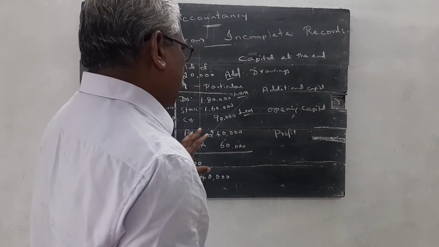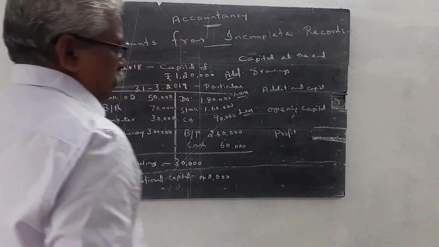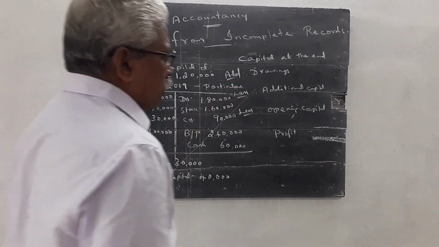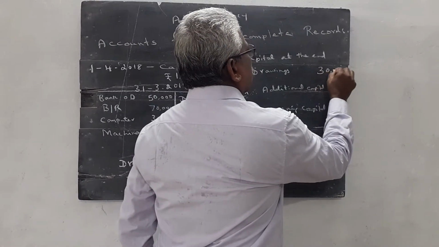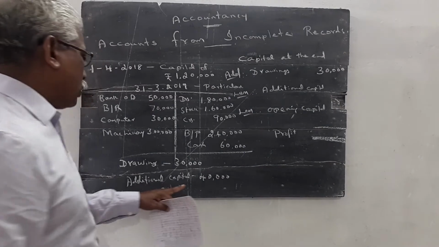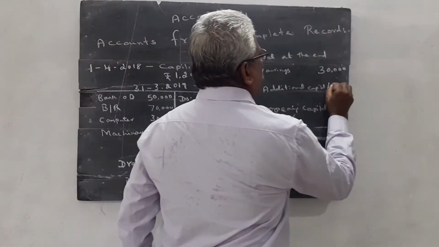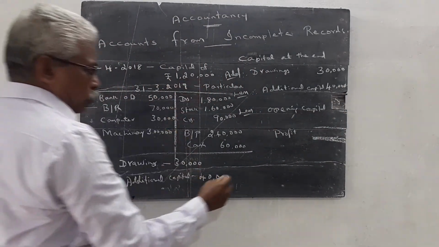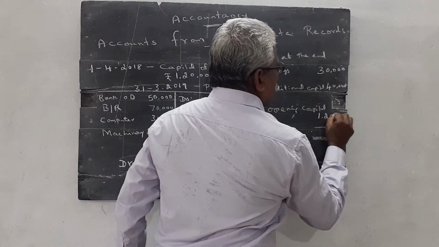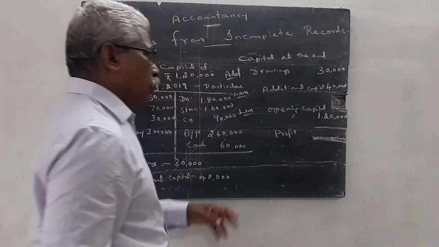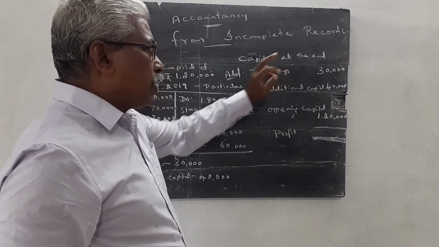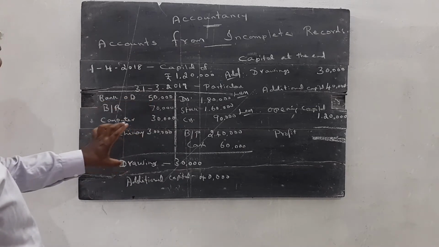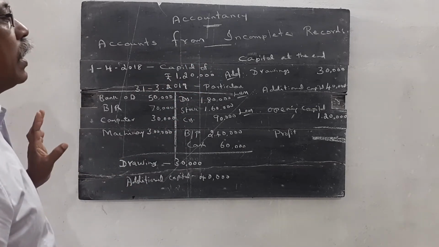So in this question, the capital at the end is not given. Remaining information is given. Drawings is 30,000. Additional capital is also given in the question, 40,000. Then opening capital 1,20,000. So capital at the end is not given in the question. With the help of this information, we can calculate capital at the end. How do you calculate the capital at the end?